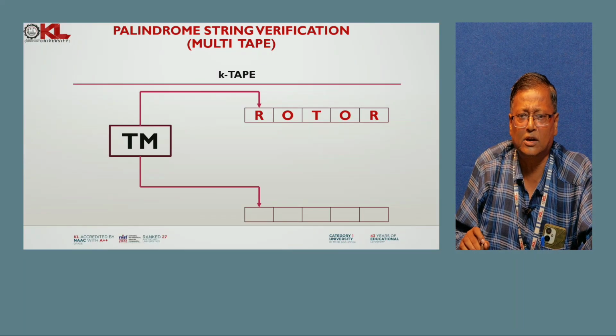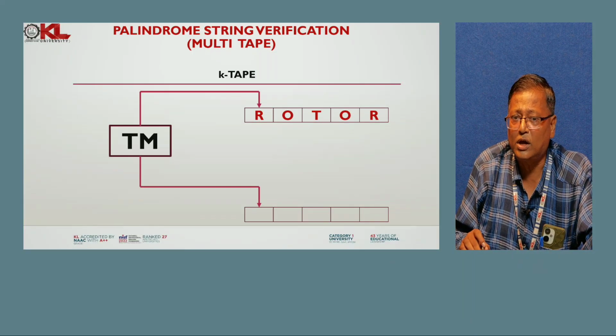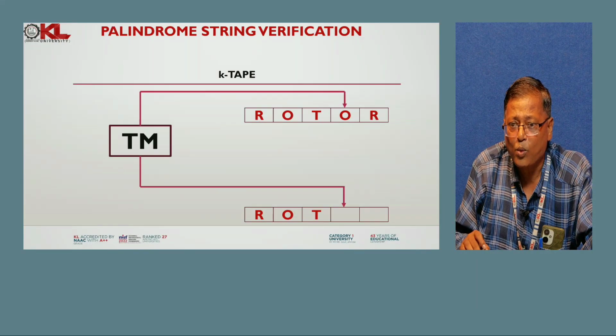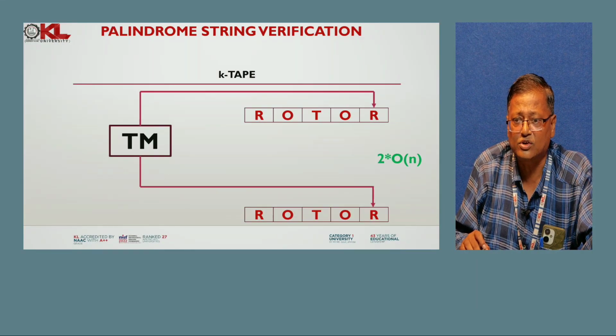Here the palindrome is ROTOR. We copy ROTOR to the second tape: R is copied, O is copied, then T, then O, then R is copied. So this takes 2 times order of n.